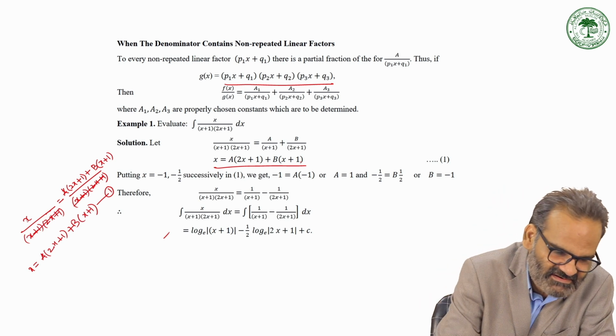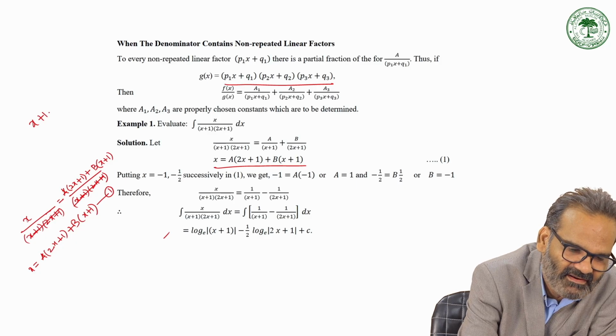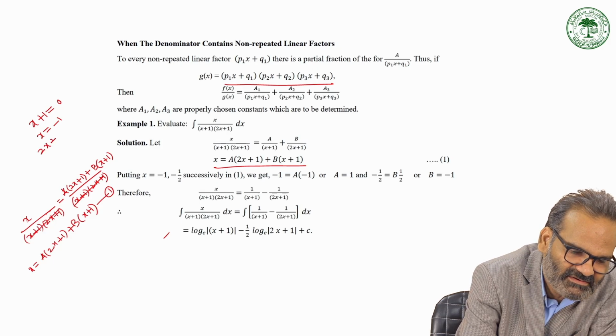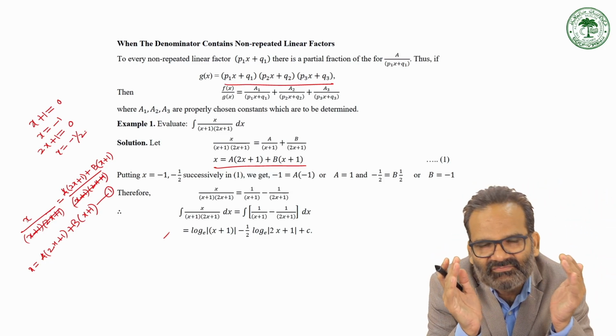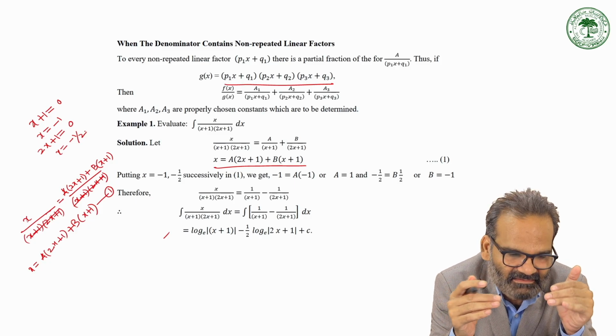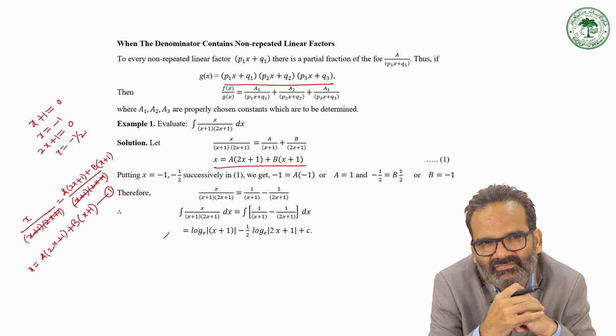Since both the factors are linear, if x plus 1 is a factor, then x plus 1 is equal to 0. It means x is equal to minus 1. And 2x plus 1 is a factor, it means 2x plus 1 is equal to 0, so x is equal to minus 1 upon 2. So x plus 1 is a factor, and x equal to minus 1 is a root. Likewise, 2x plus 1 is a factor and x equal to minus 1 upon 2 is a root.